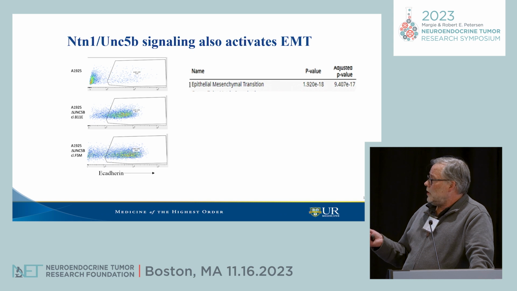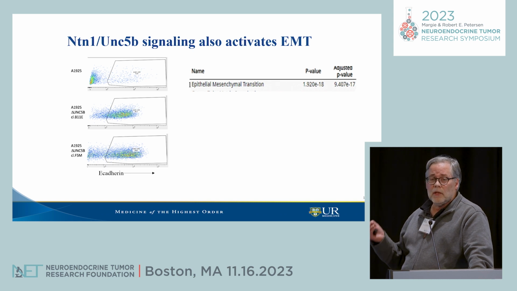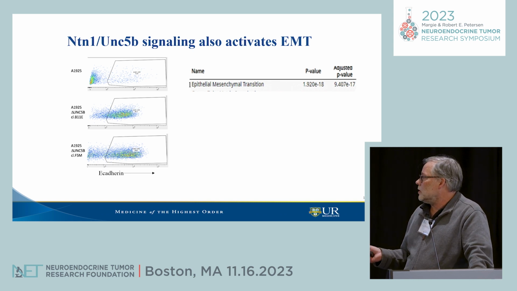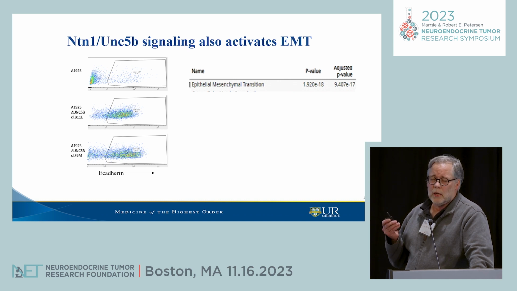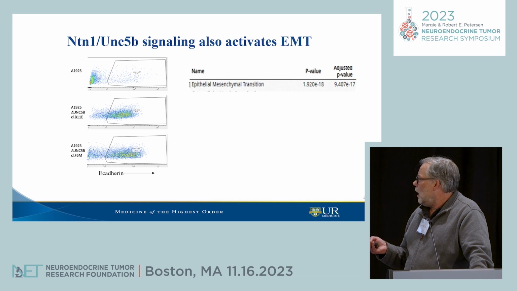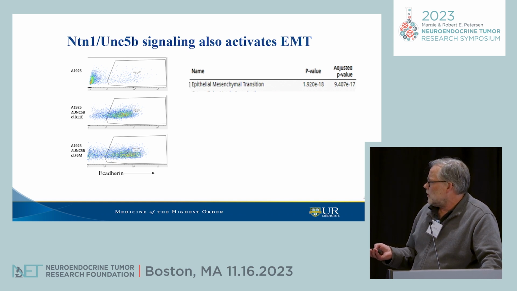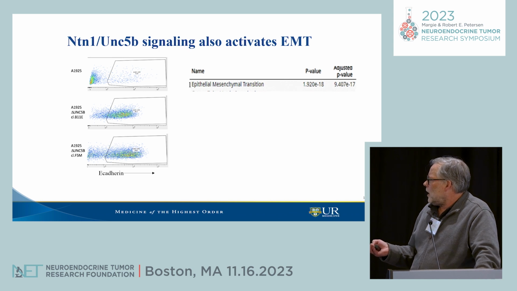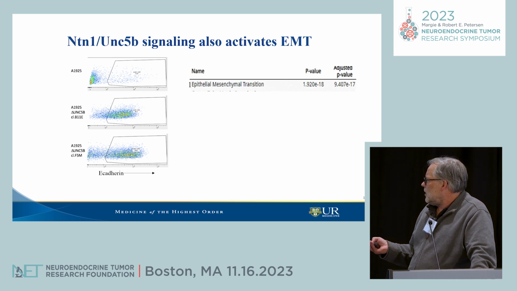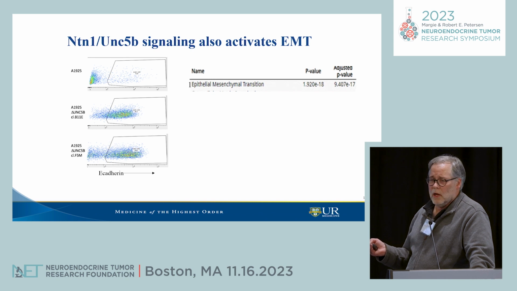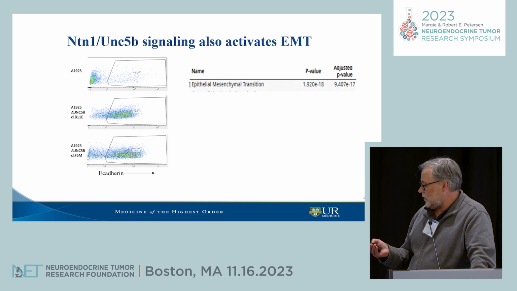We also find that netrin UNC5B signaling activates the epithelial mesenchymal transition. Most adenocarcinoma cell lines are very epithelial. This is an exception, A1925. It's very mesenchymal, doesn't make much cadherin. But when we knock out UNC5B, it reverses. It goes back to an epithelial state, okay? When we look at knockouts, EMT is the top alteration by Enrichr analysis of RNA-seq data.